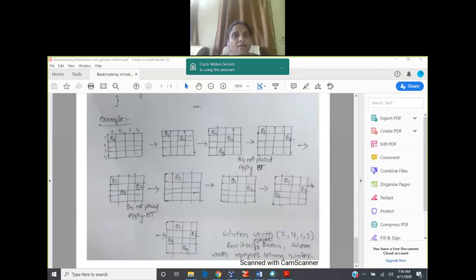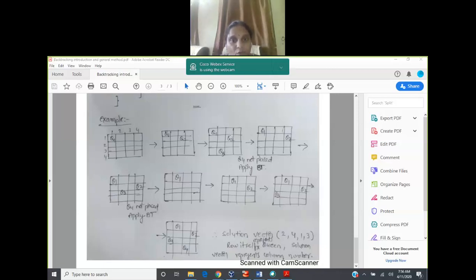So here the backtracking comes into the picture. So what is the need of backtracking? We are finding the solution in a systematic way. At the time we came to know that there is no solution for any queen, then we will apply the backtracking. So here where we apply backtracking, we have placed queen 2 here.